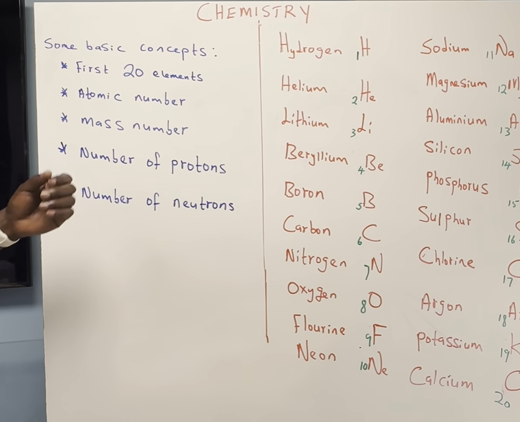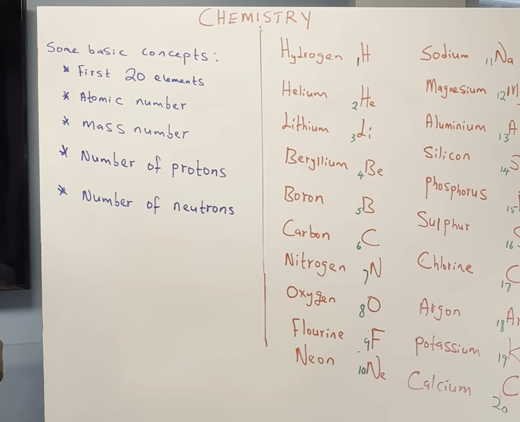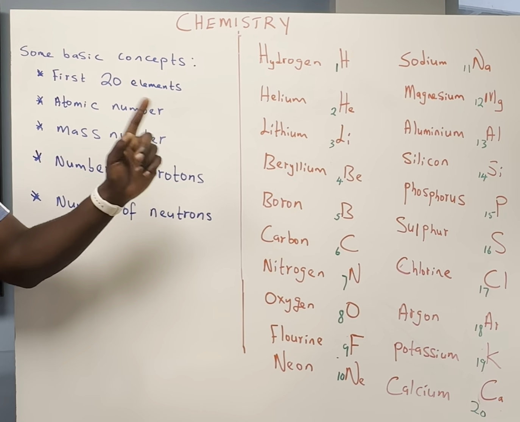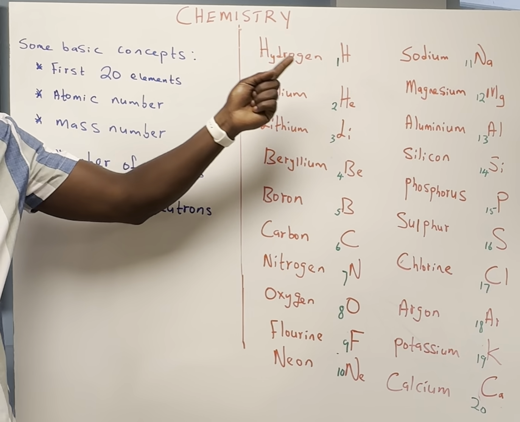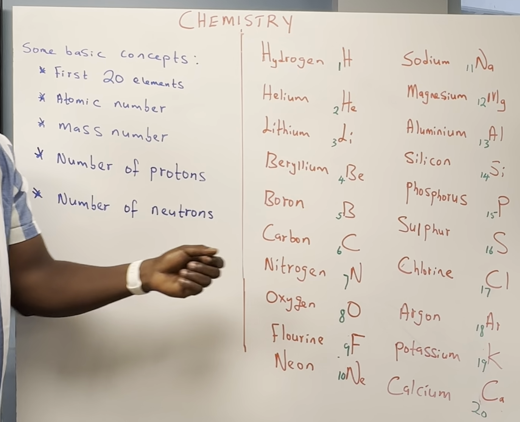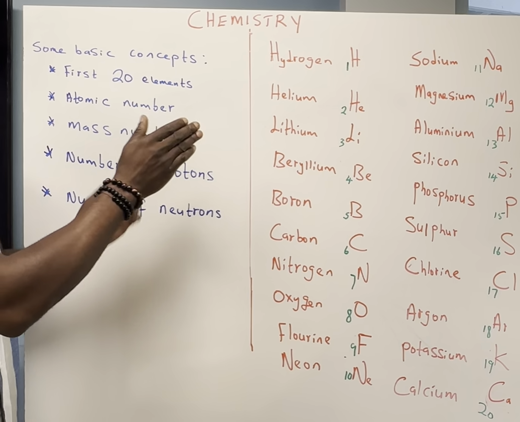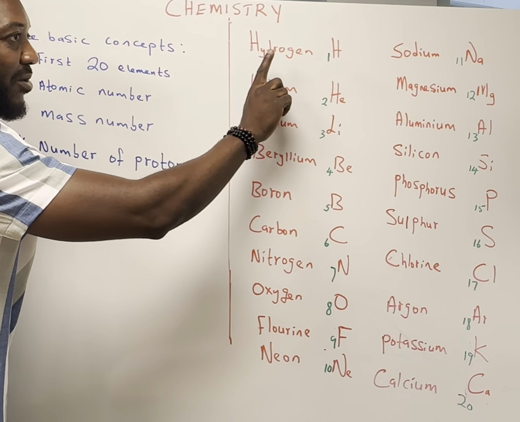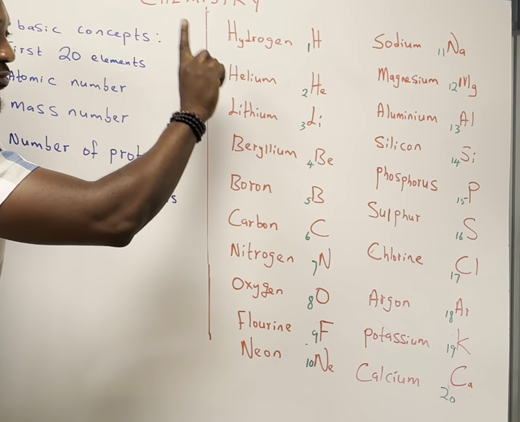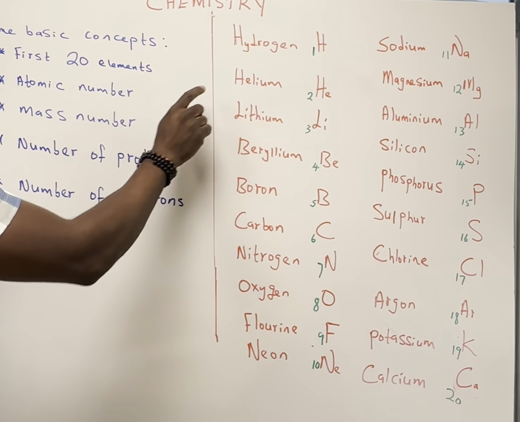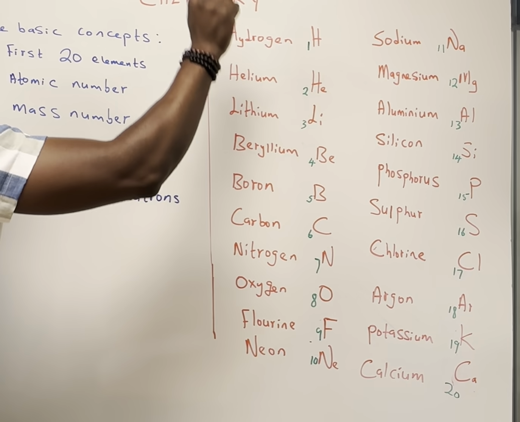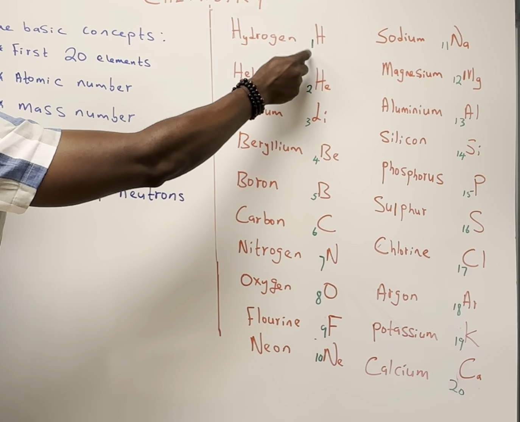Now, we're going to look at their atomic numbers. If you look at hydrogen, which is the first element, the atomic number is 1. If you want to place it serially, the first element has atomic number 1. So hydrogen's atomic number is 1 because it's the first element.